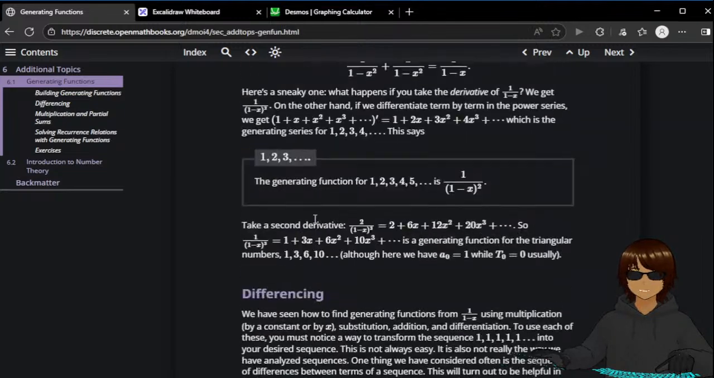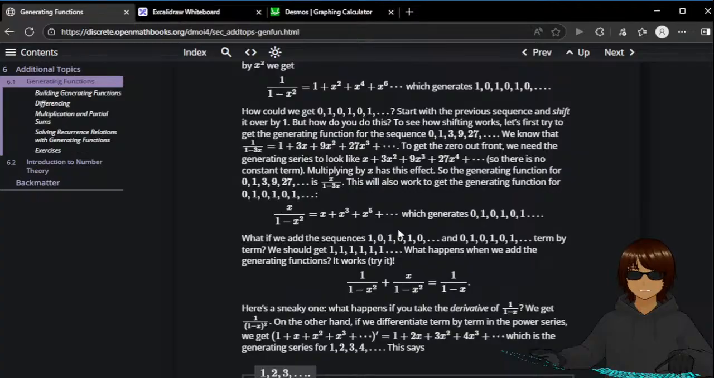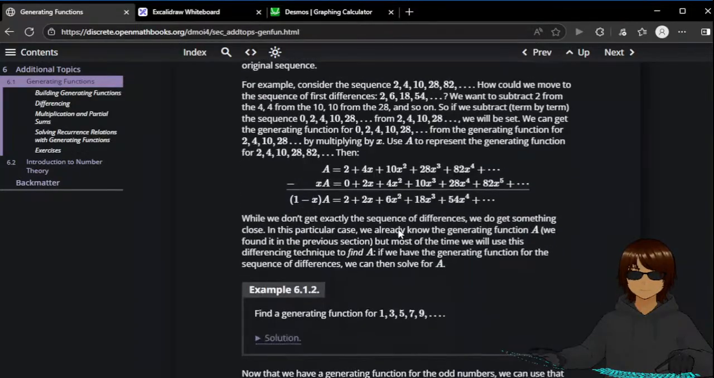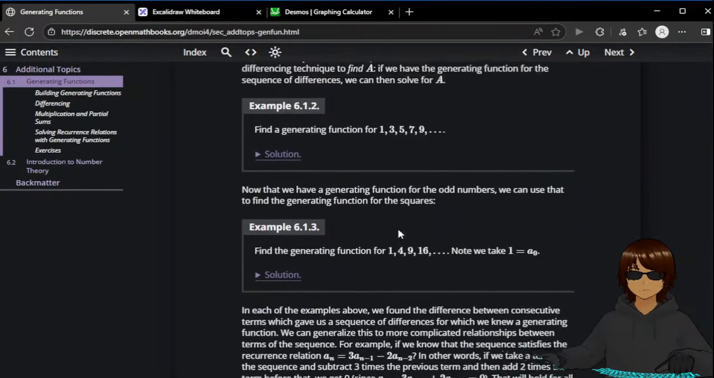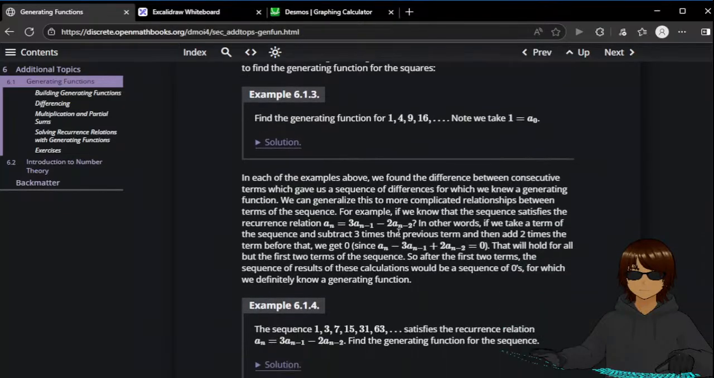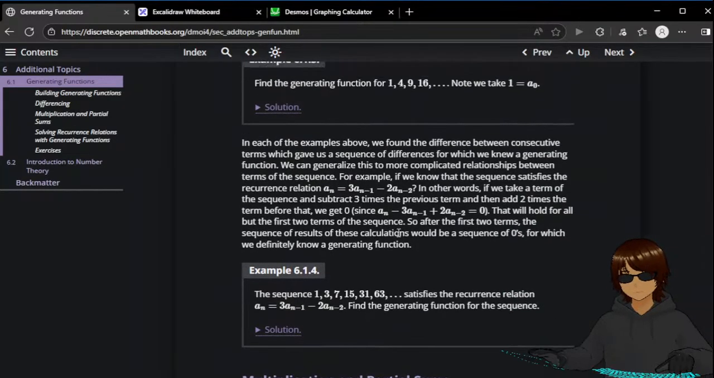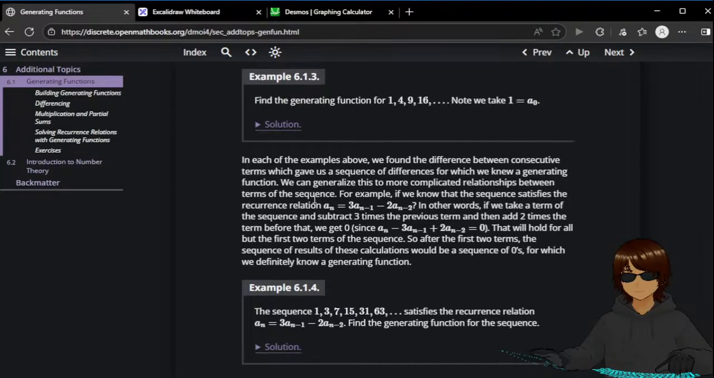Wait, did we calculate this? They talk about it here.